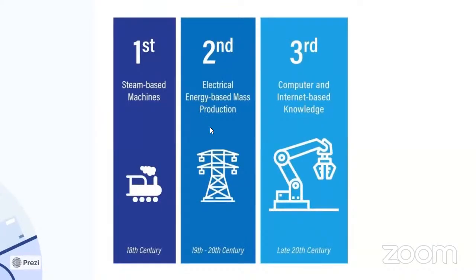We are currently in Industry 4.0, right? Before that, we had three industrial revolutions. The first one was steam-based machines. They were used for textile looms, locomotives and all that. It was the powering technology at that time.